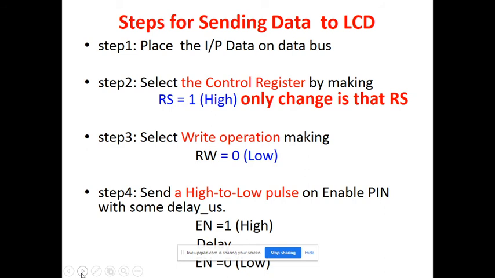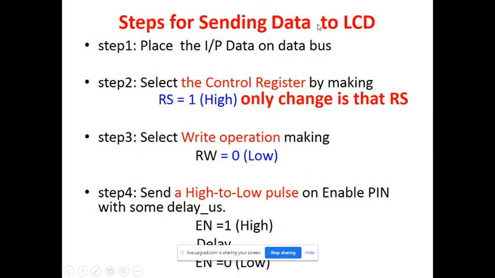Now one more subroutine we are providing, that is the data subroutine. Now you are displaying different messages on the screen. For example, the TEB division message you want to display. Sometimes you want to display ENTC department on the first line and PCCOE on the second line. Whatever message you want to display, you can pass into the data register. For that, the information is coming on the data bus.